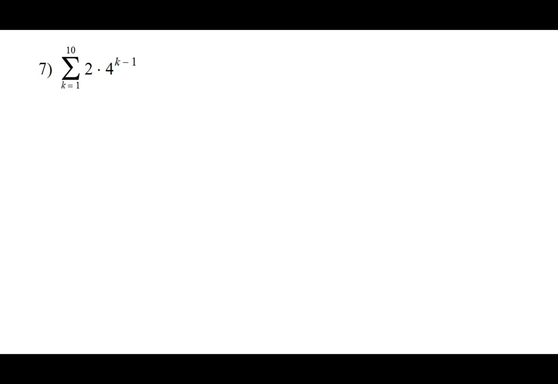Summation notation, but this gives you the k equals 1 through 10. So that means your total number of terms is 10, the top number there. And to find a sub 1, just plug in 1 for the k value. So 2 times 4 to the 1 minus 1 power. Again, 4 to the 0 power is not 0, it's 1. So 2 times 1 is 2.